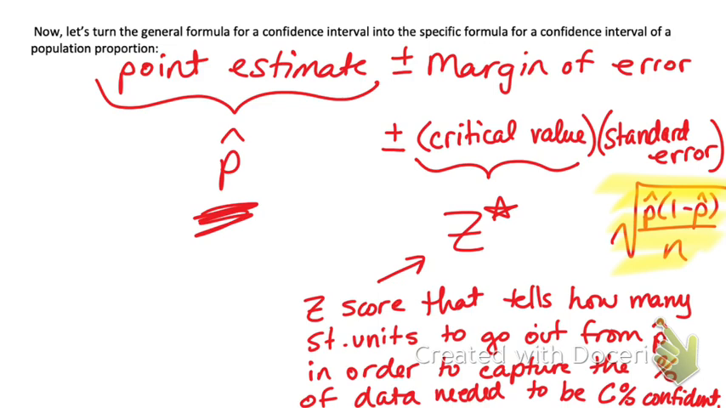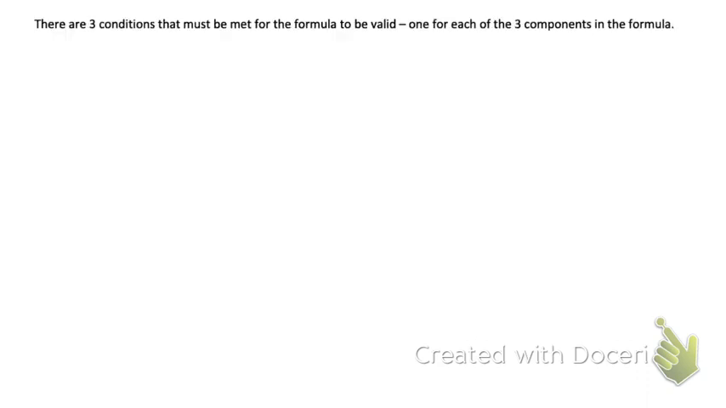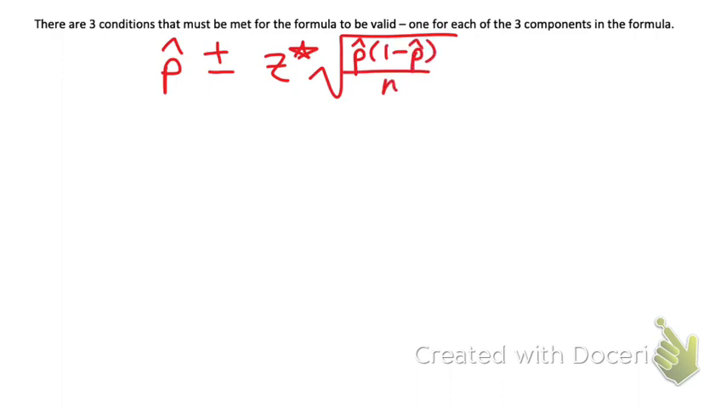Okay? Now, back to this formula. I'm going to rewrite the formula again. The formula has three parts: p hat plus or minus the z-star critical value times the square root of p hat, 1 minus p hat, divided by the sample size. So it has three parts. It has the p hat part, it has the z-star critical value part, and then it has the standard error part.